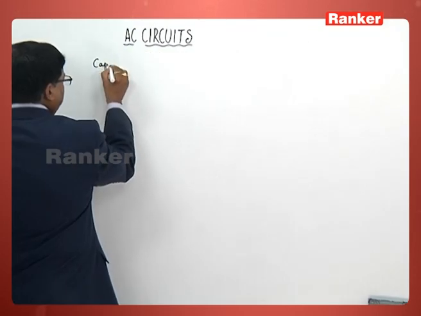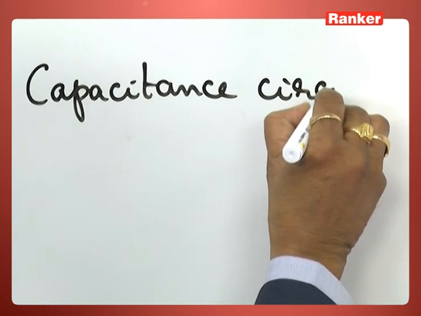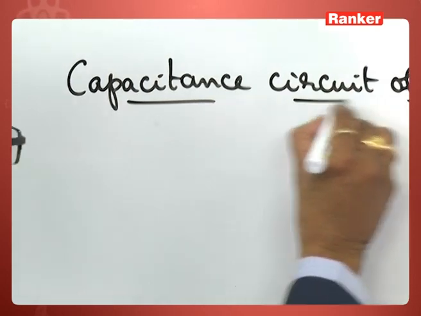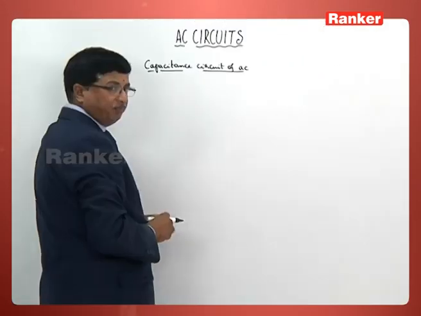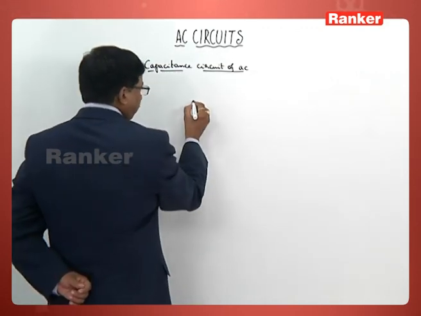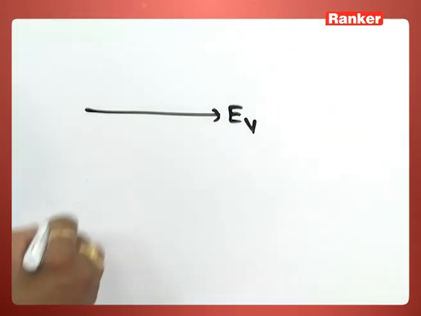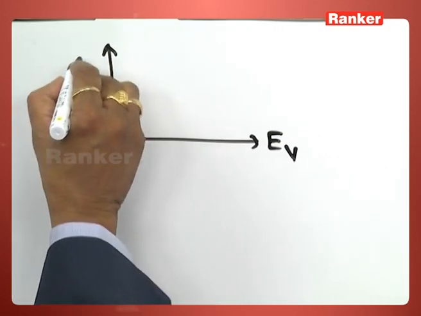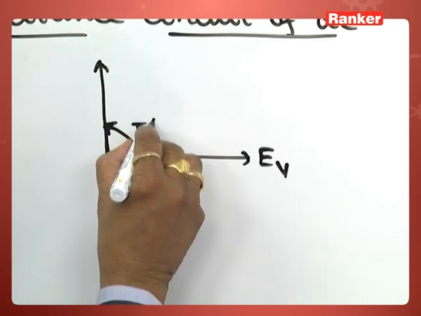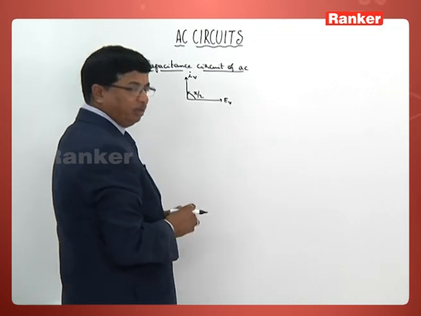Let us consider the capacitance circuit of AC. In the case of only capacitance connected across an AC source, we find that if this is the direction of virtual EMF, current leads this value by 90 degrees. That is pi by 2 radian. This will now be the virtual value of current.